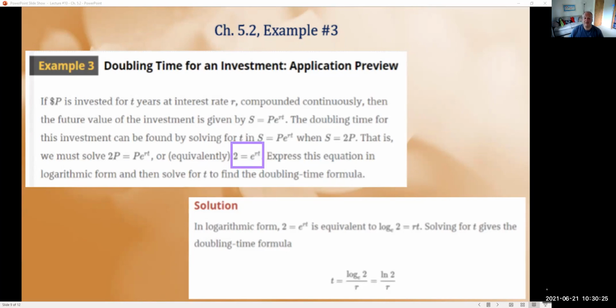Express this equation in logarithmic form and then solve it for T. Okay, that's not hard to do. So if you want to write it in logarithmic form, then what you would do is you would take this expression the way you see it and change it carefully using the rules that we just discussed about going from exponential to logarithmic.